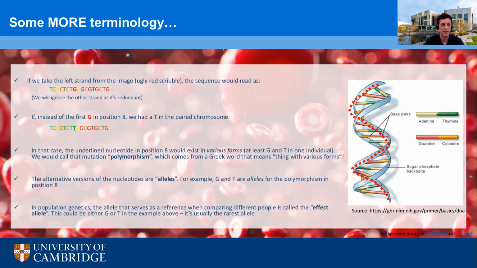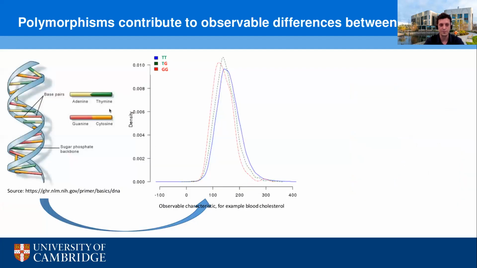We don't have this information here because we only have information from one individual. But if we had information from 1,000 or 10,000 or 1 million individuals, we would know which of the 2 alleles, G and T, is the least common.